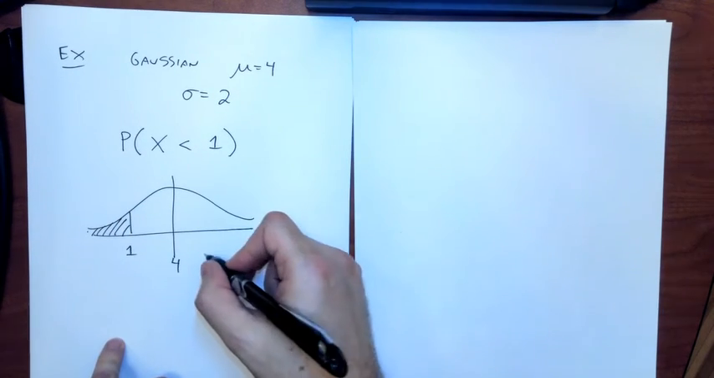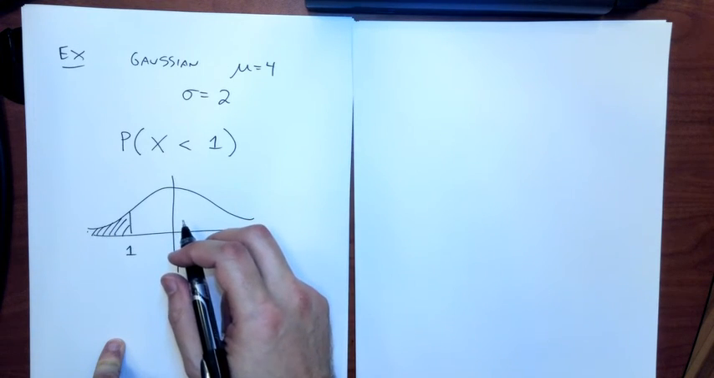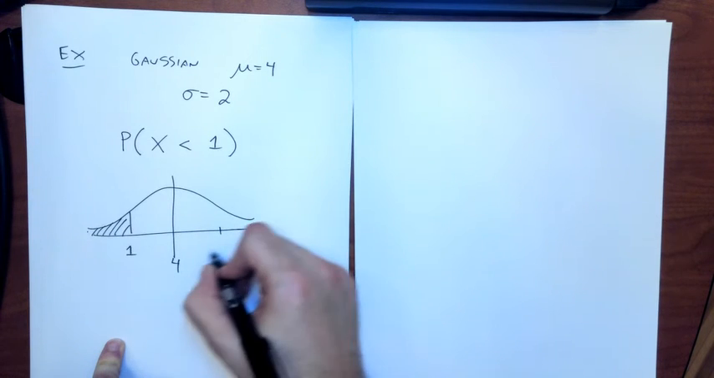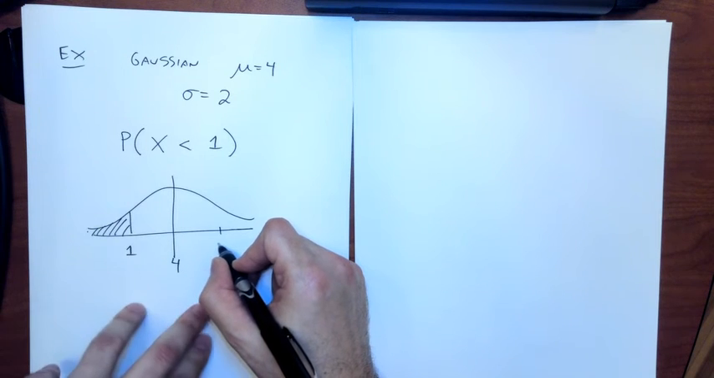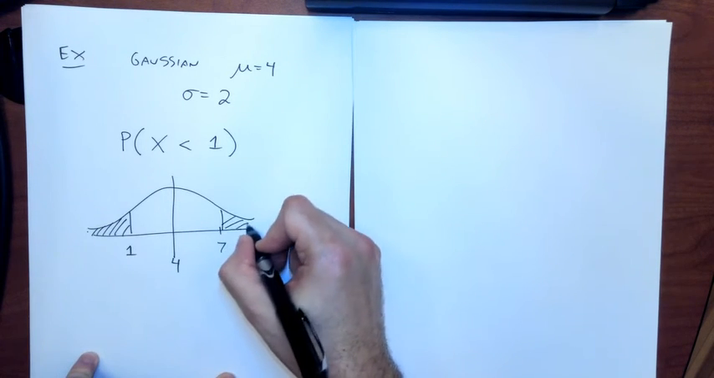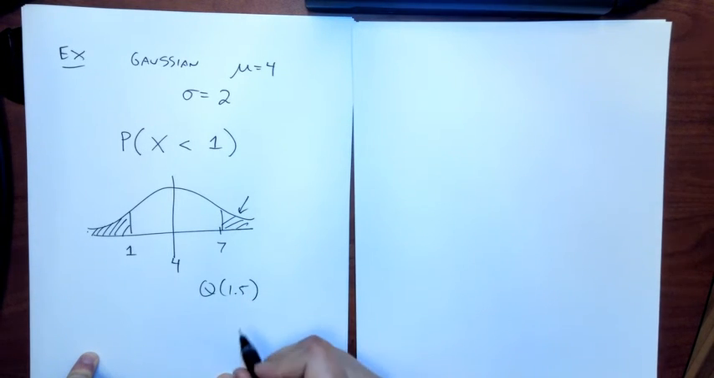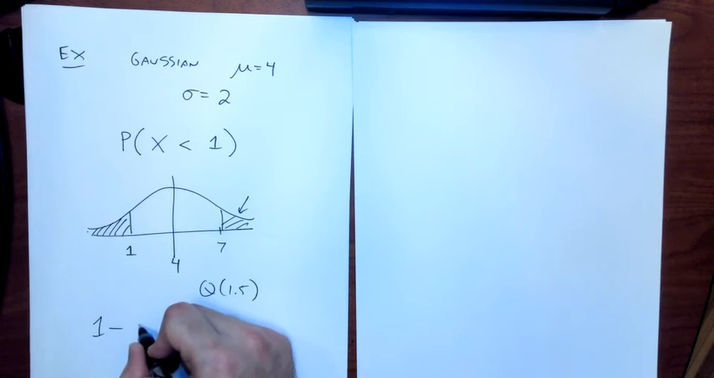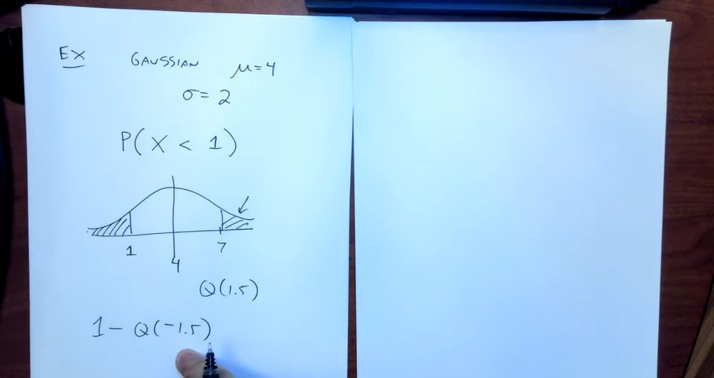Again, mentally, it's easiest for me to flip this around and say it's the same thing as being on this side, right? So being less than 1 is the same as being greater than 7. So I'd say this is Q of 1.5 is how I'd look this up. Even though if you start with this, you'd be saying I'm looking for 1 minus Q of negative 1.5, and I see there's no negative numbers in my table, right? I just have to know how to convert that to the right positive number.